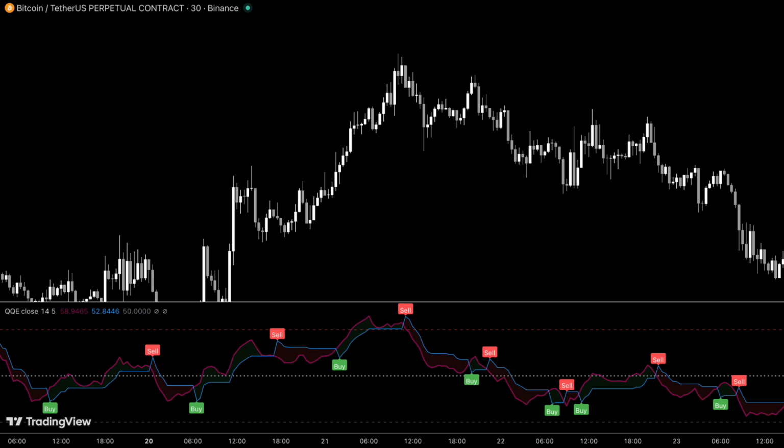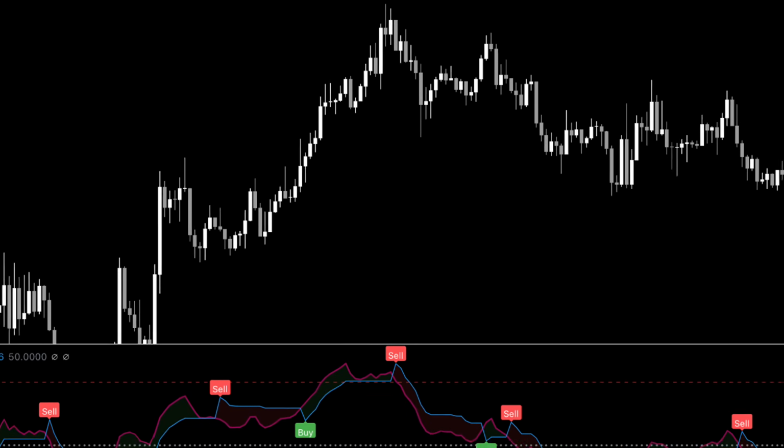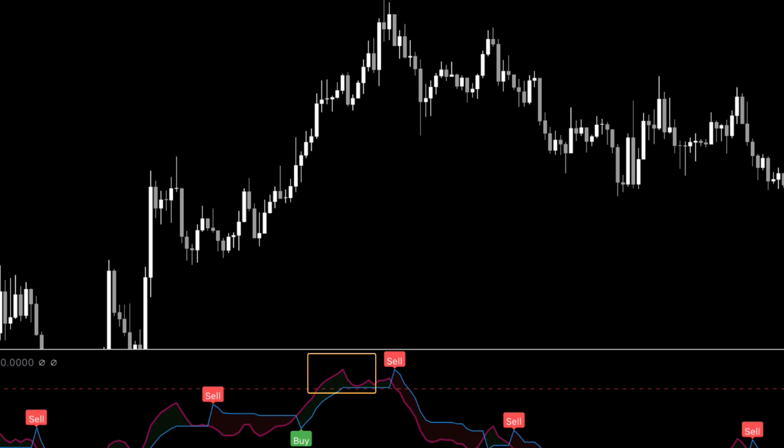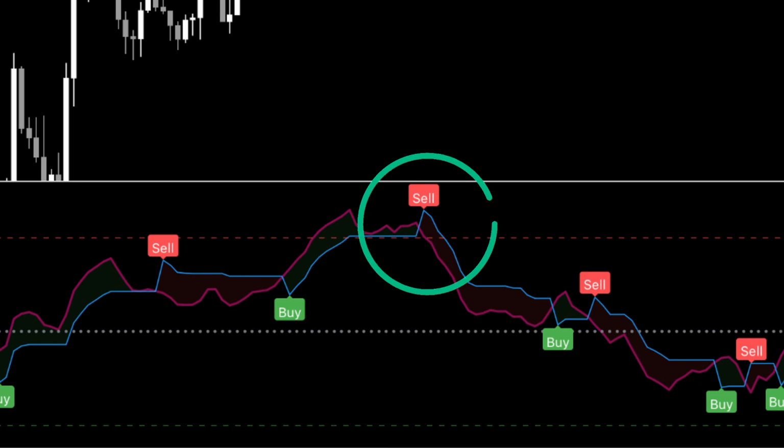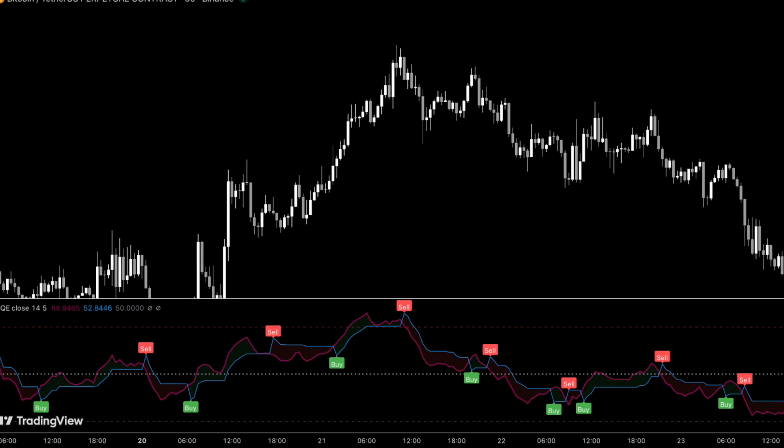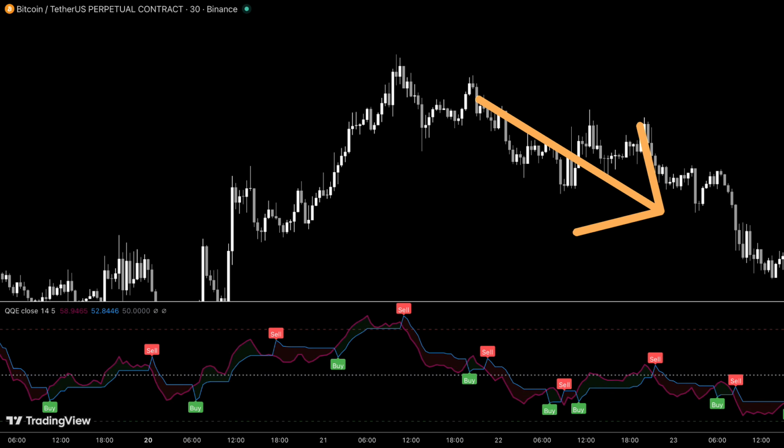Price is pushing higher. We do not sell just because QQE reaches a high level. Fast hits 70 while price is still rising. That is an alert, not a trade decision. Next, fast crosses below slow. The candle closes and the cross remains. Now we have a confirmed event. Price then moves lower. One example cannot tell us how often this works. It simply shows an order of steps.